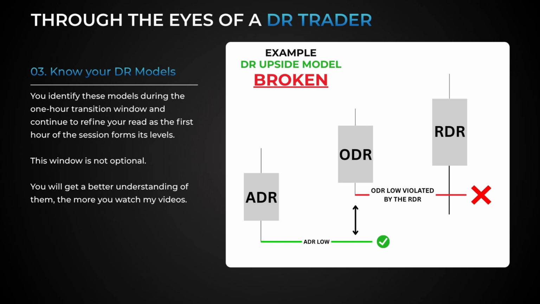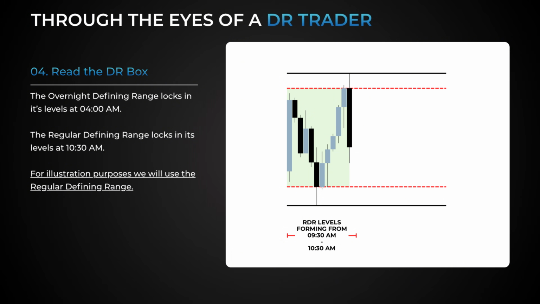You will get a better understanding of them the more you watch my videos. Step 4. Read the DR box. At 4 a.m., the overnight defining range locks in its levels. At 10:30 a.m., the regular defining range locks in its levels. For reference, we will use the regular defining range as an example.